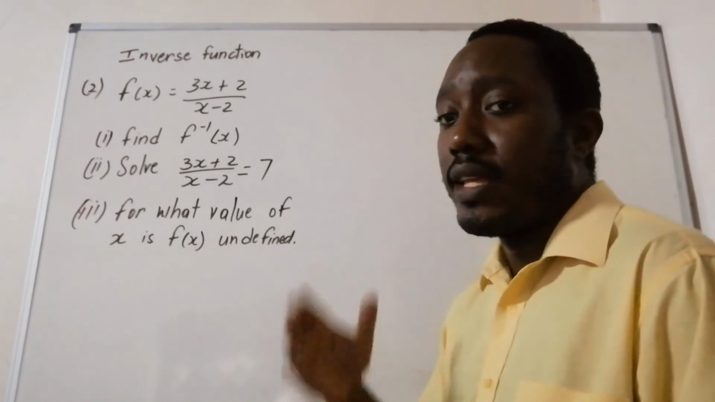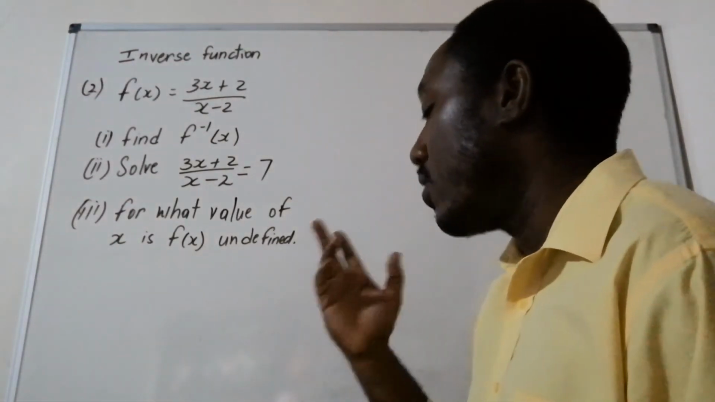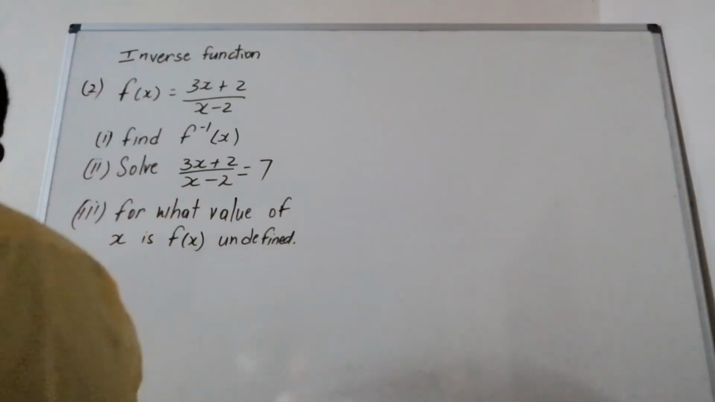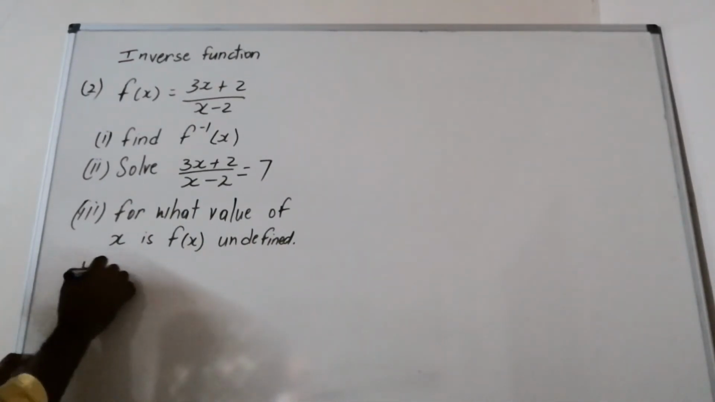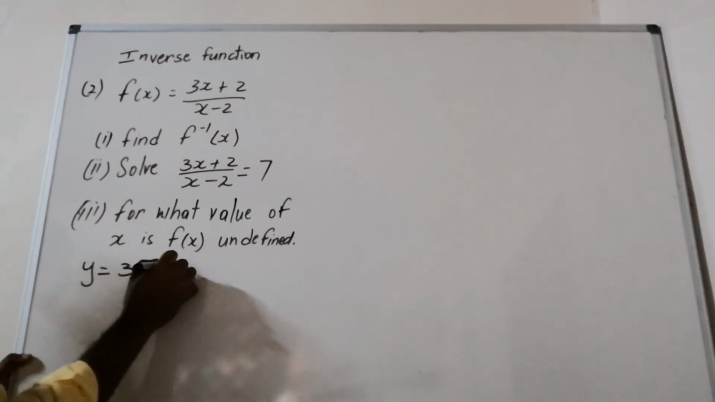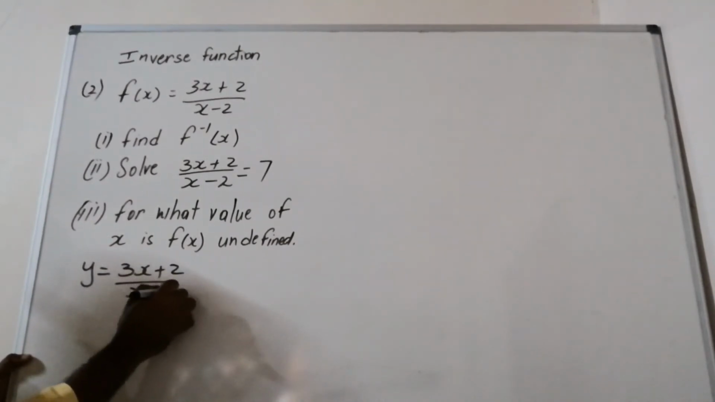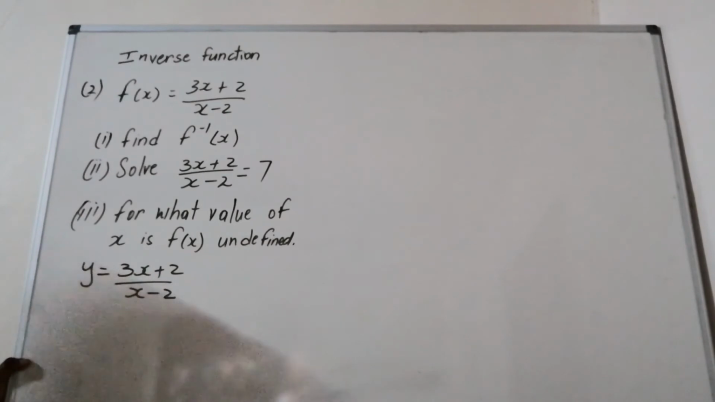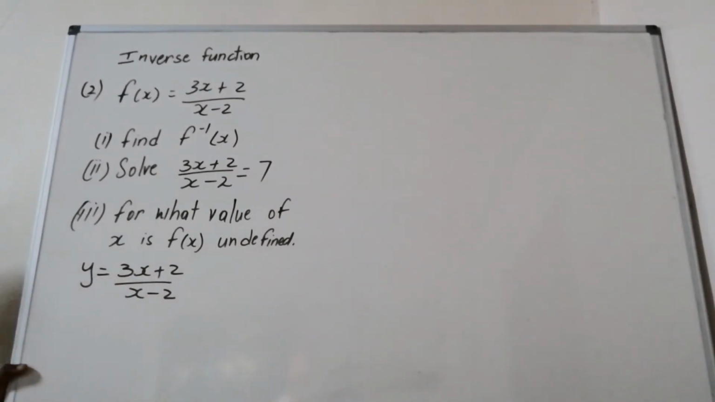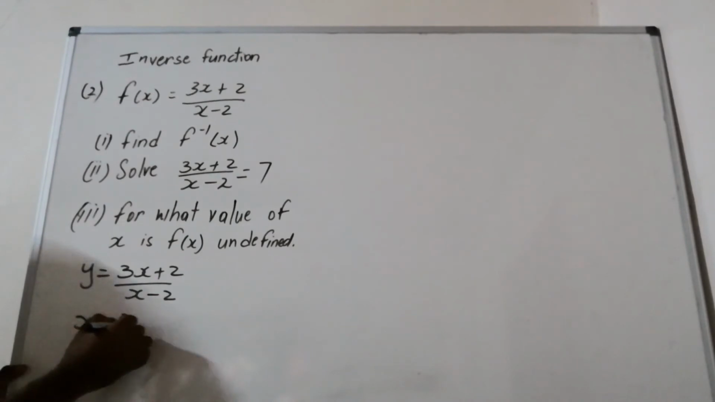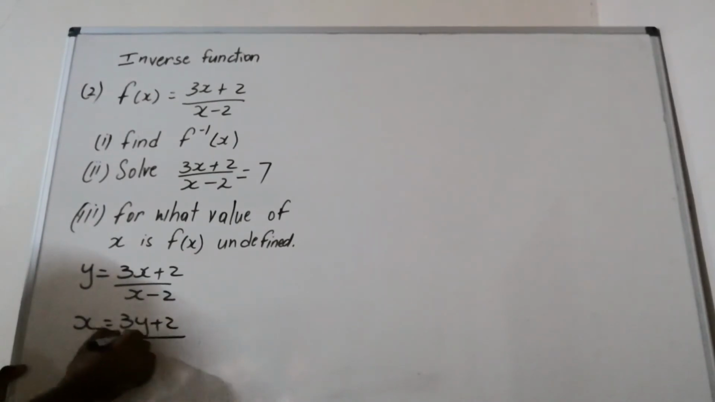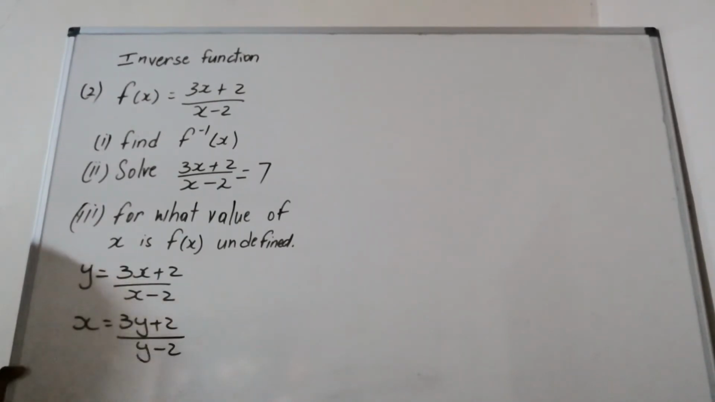So let us begin. Let us start by finding the inverse of our function. Remembering the first step, we make our function equal to y. So y is equal to 3x plus 2 over x minus 2. Second step, wherever y is, we replace it with x. Where x is, we replace it with y. So we will have x is equal to 3y plus 2 over y minus 2.